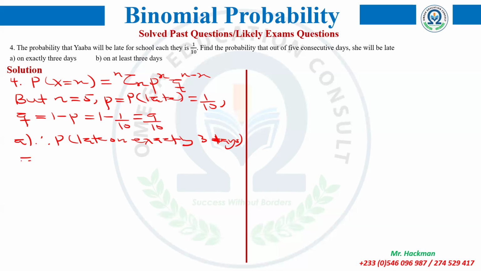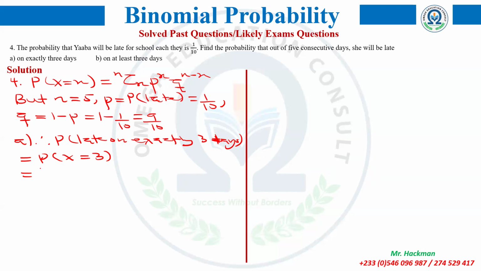So this will be equal to. Let's see whether what we have here is in terms of our success. What we have here is in terms of late. Is that not it? Yes. So we know our number of successes, it means X will be equal to how many? We said exactly 3, so it will be 3. Do you agree? Great.